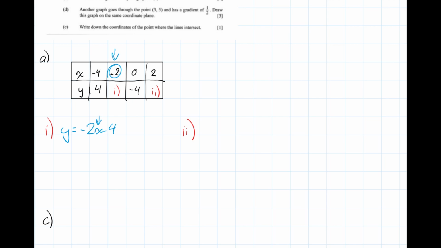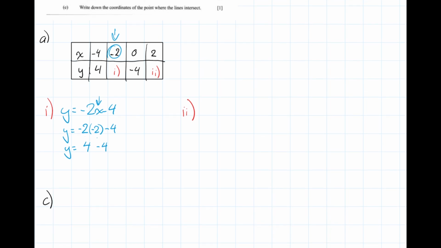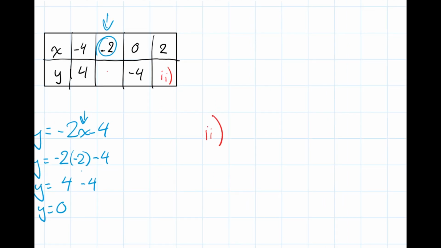So for part 1, we have y is equal to negative 2, and then our x value here is going to be negative 2, minus 4. You can just calculate this using a calculator, or you can do it in your head. So here we have negative 2 times negative 2. That's just going to give us a positive 4, because a negative and a negative give us a positive. And then we're just going to say minus 4. So 4 minus 4 is of course 0. So y is equal to 0. So here where I have that 1, we're going to now just put down 0.